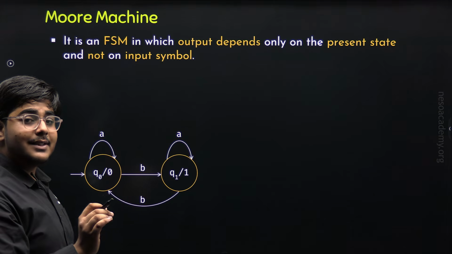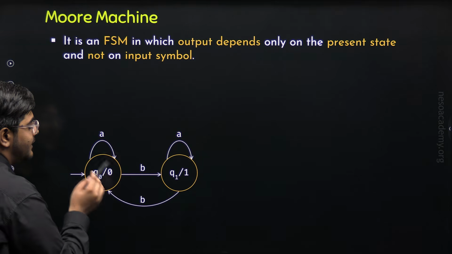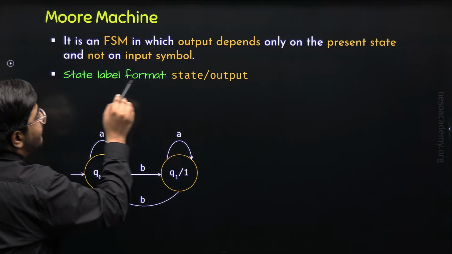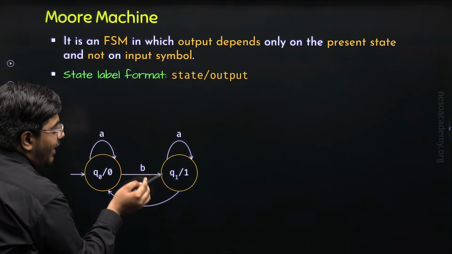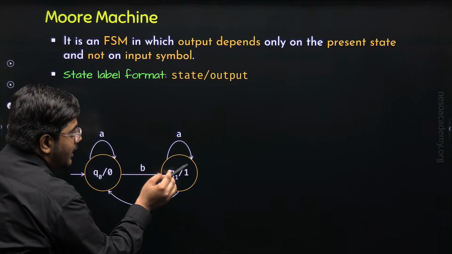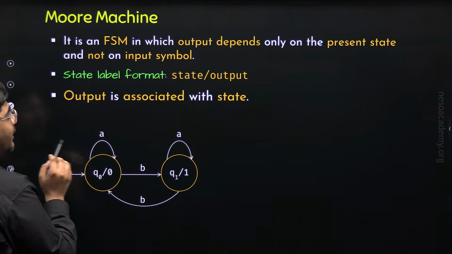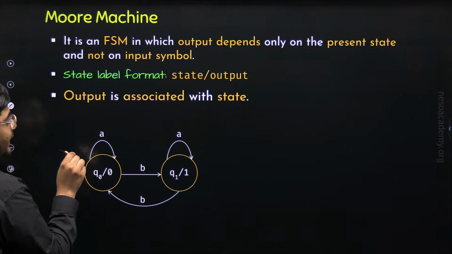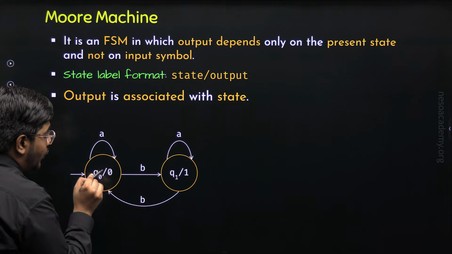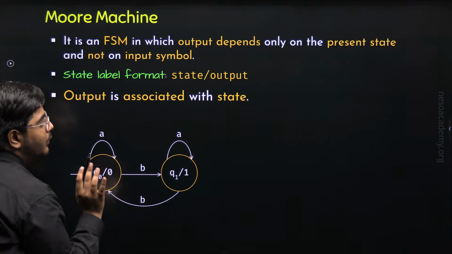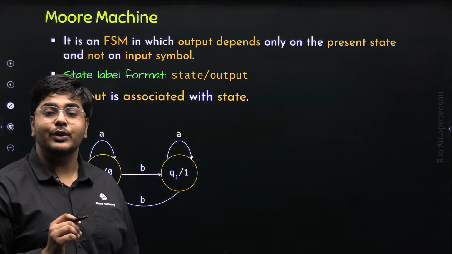Now if I ask you what is the state label format, that means what is the format of writing a state? So the state label format is state/output. As you can see, we have written the state, then a slash, then the output symbol. So this is the state label format. And I have already explained that in case of Moore machines, output is associated with the state, not with the input symbol. So I hope a basic introduction of Moore machine is now clear to you.